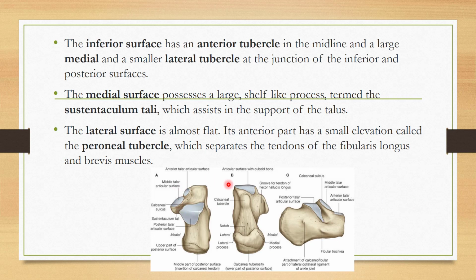Then other 3 we have inferior surface having 3 tubercles. One is anterior and 2 are posterior. On the posterior side, one is medial tubercle and one is lateral tubercle. So there are 3 tubercles on the inferior surface. Then we have medial surface and we have a lateral surface. On the medial surface we have a big process which is named as sustentaculum tali because it is supporting the talus bone, and on the lateral side we have a tubercle which is named as peroneal tubercle because it is separating the tendons of the fibularis longus muscle and fibularis brevis muscles, which are the muscles of the lateral compartment of leg.